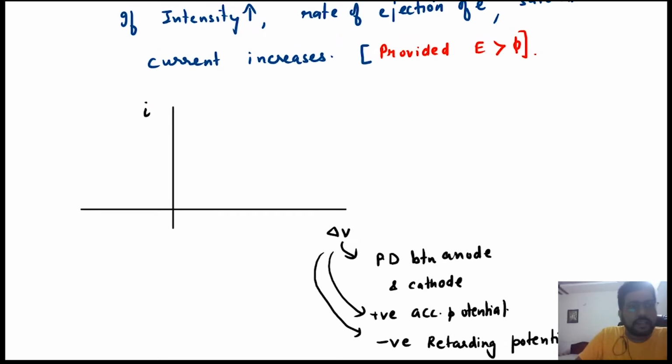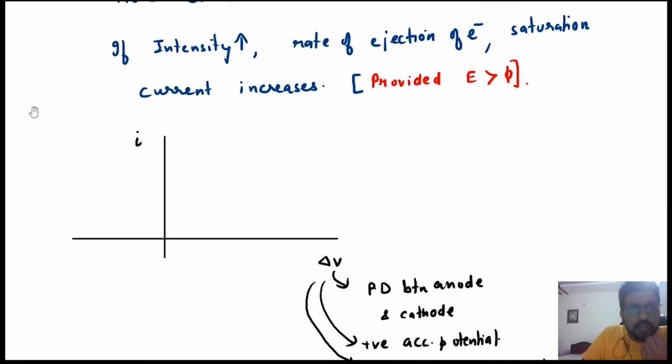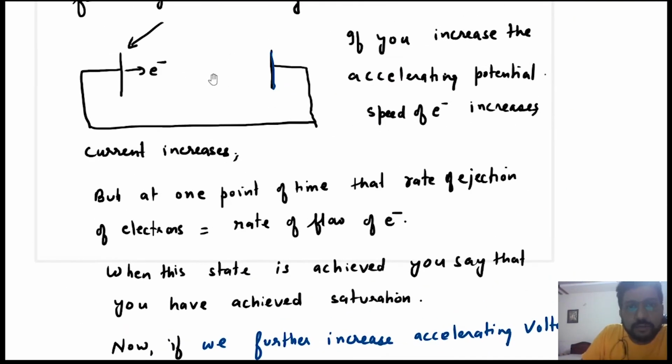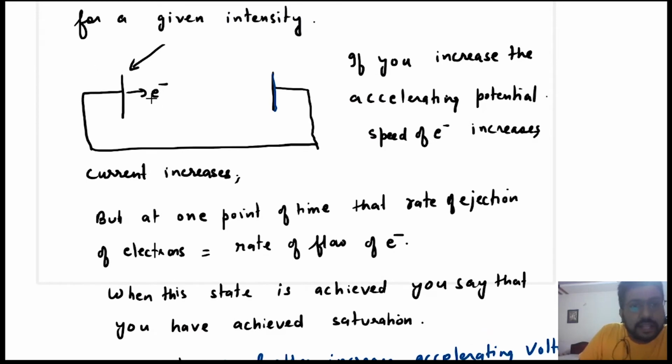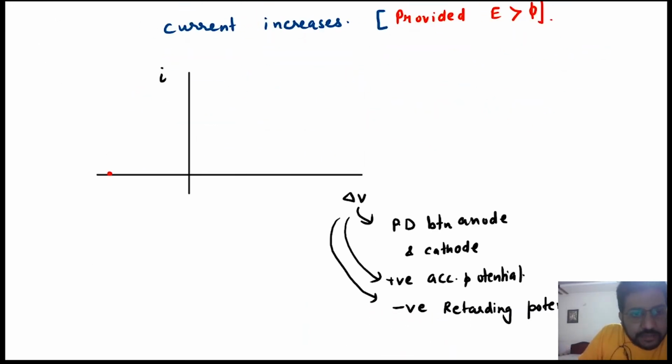Now listen carefully. Let us first start with the retarding voltage, with the stopping potential. If you have applied a retarding voltage which is so high that the electrons are unable to reach this plate, that means there is no current. So at the stopping potential, there is no current. So this is the stopping potential. Now, if you decrease the retarding voltage, some amount of current will flow and current will keep on increasing as you decrease the potential difference.